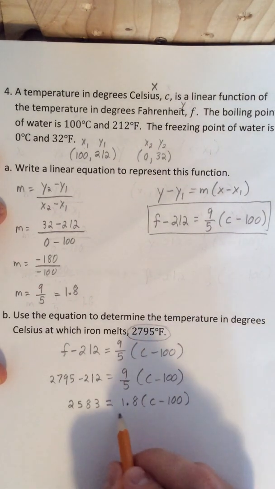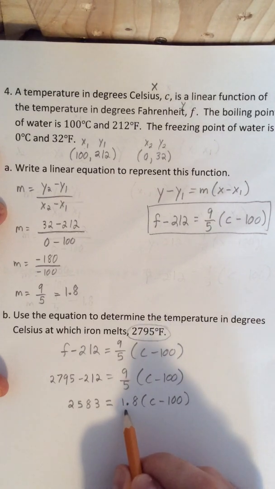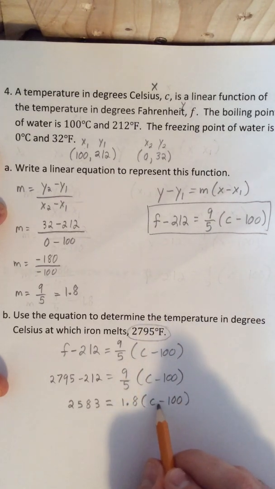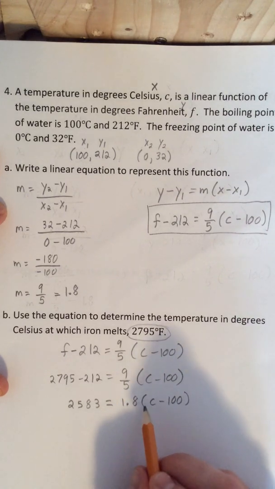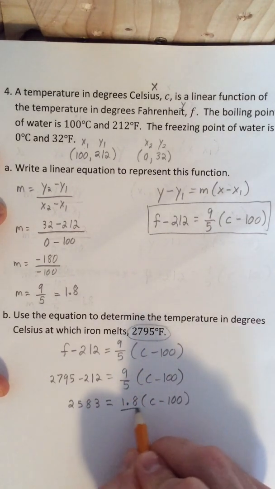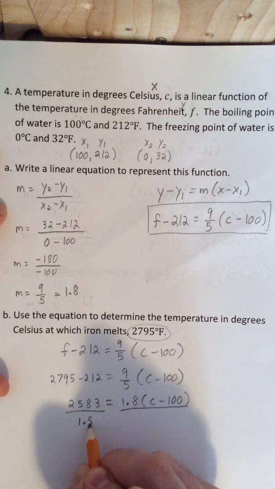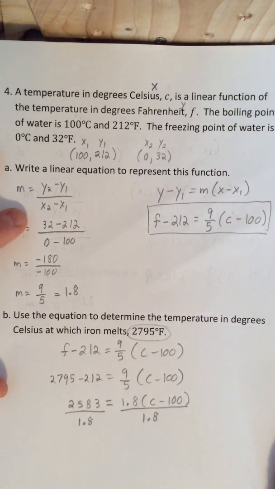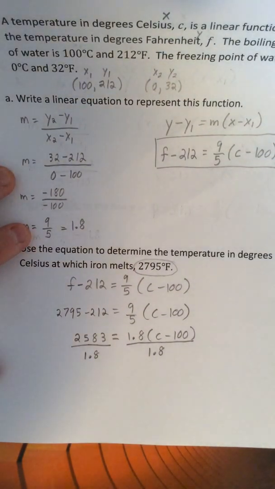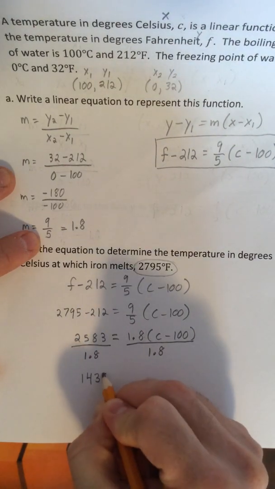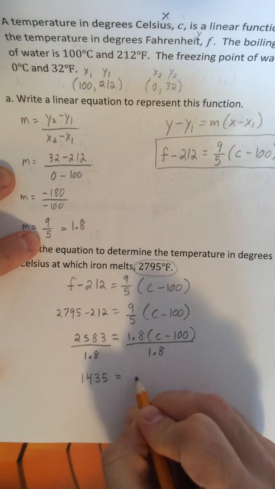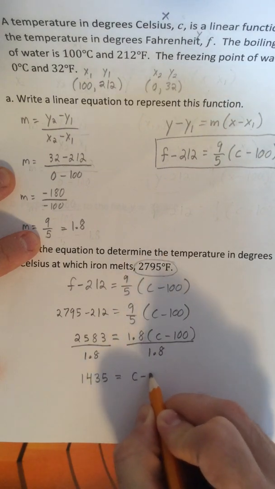So, now that I have this, since this C is having 100 subtracted from it in brackets and also being multiplied by this 1.8, since we're doing reverse BEDMAS, I need to divide this first before I start going into the brackets. So I'm going to divide both sides of this equation by 1.8. Now, when I do that, on this left side, I'm going to have 1,435 is equal to C subtract 100.